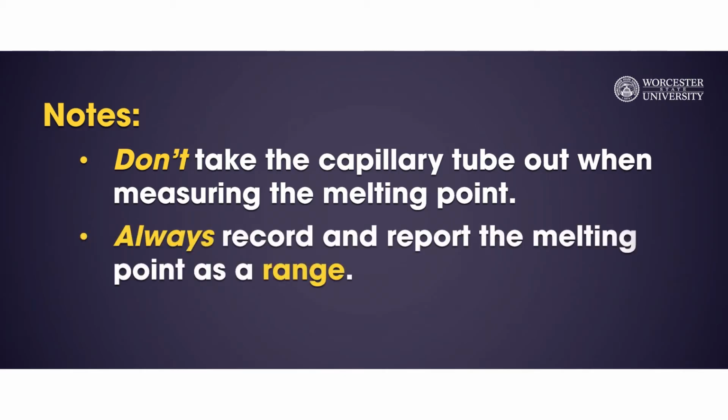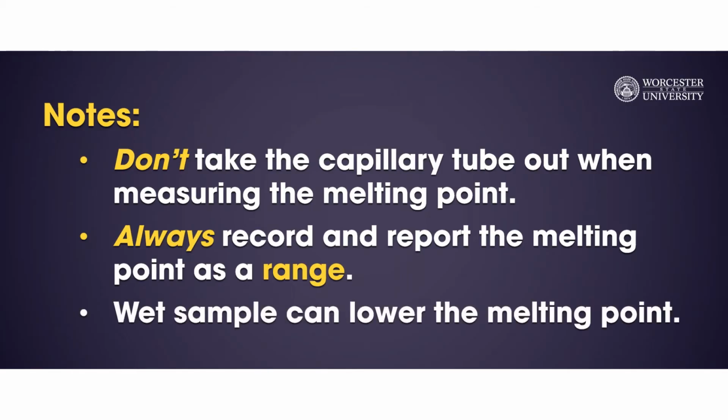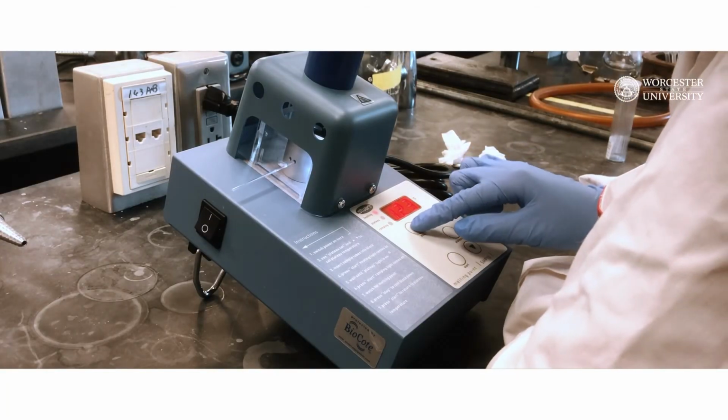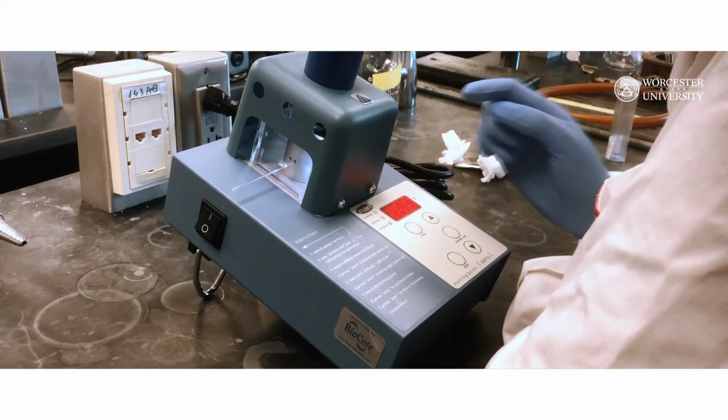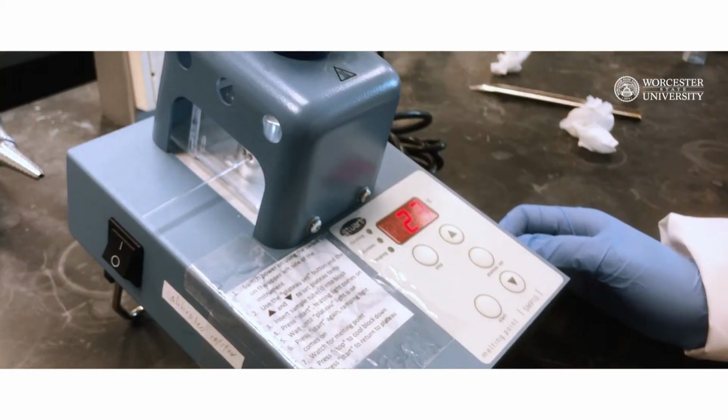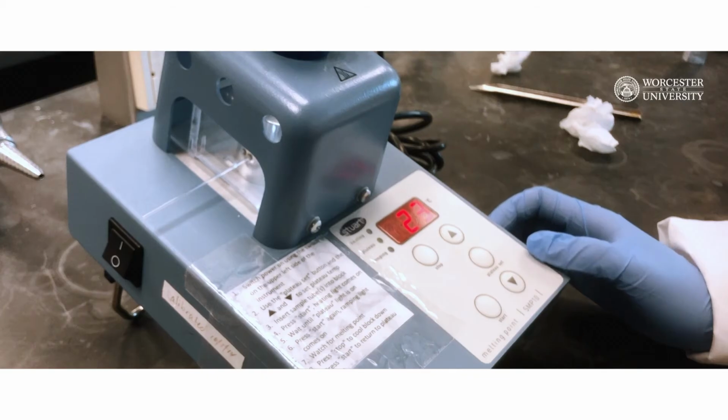You must always record and report the melting point as a range. Since your sample may be still wet when you place it in the capillary tube, your recorded melting point can be lower than the theoretical value. After the melt has occurred completely, press the stop button. All function lights will go out and the apparatus will cool down slowly to room temperature.